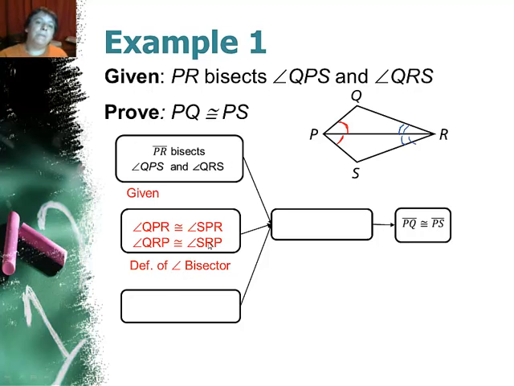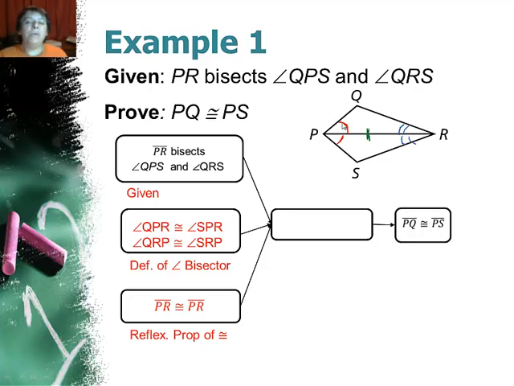Notice on these flowchart proofs, instead of doing columns where I have statement and then reason, the statements are in the little boxes and I just put the reason under the box. Now I see that I have two angles that are congruent. I've got an angle there and an angle there. Do you see this side that's being shared by both triangles? Shared sides are automatically congruent to themselves. So I can say that PR is congruent to PR. And the reason is the reflexive property of congruence.